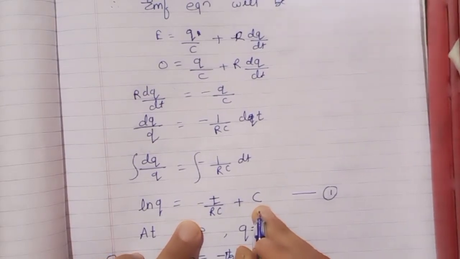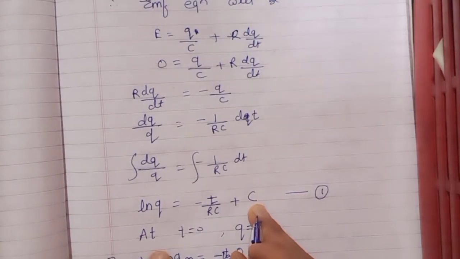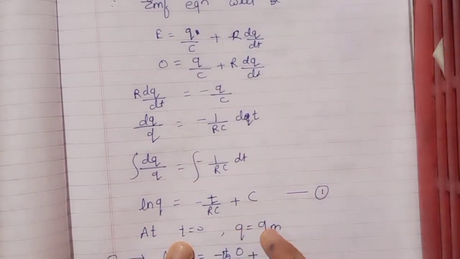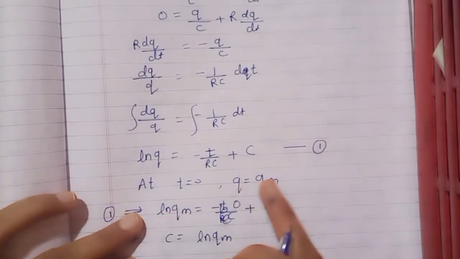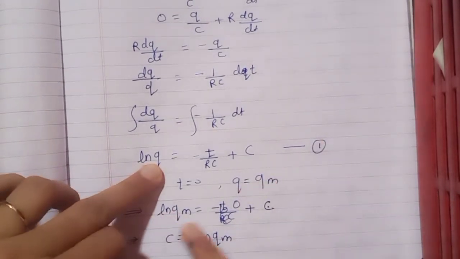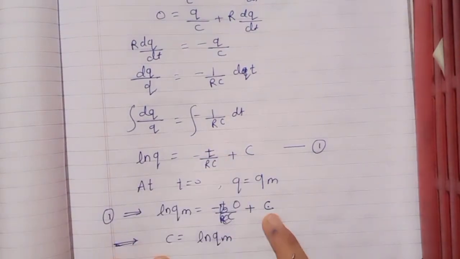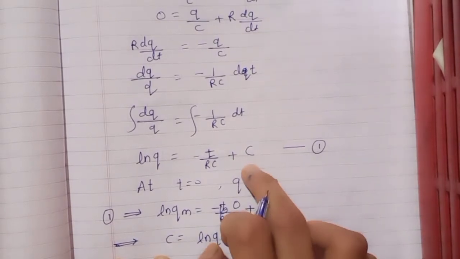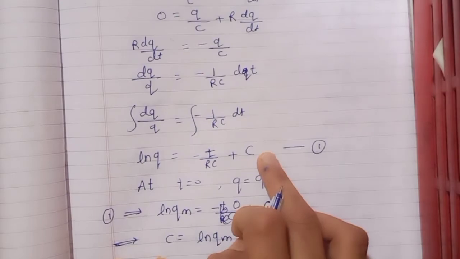Now for finding the constant of integration, we will substitute the initial condition. Initially when time is 0, Q equals Qm. We substitute this value in equation 1. So we get log of Qm equals, t is 0, so this term becomes 0, plus C. So C equals log of Qm. I will substitute this value of C in equation 1, so I get log Q equals minus t by RC plus log Qm.